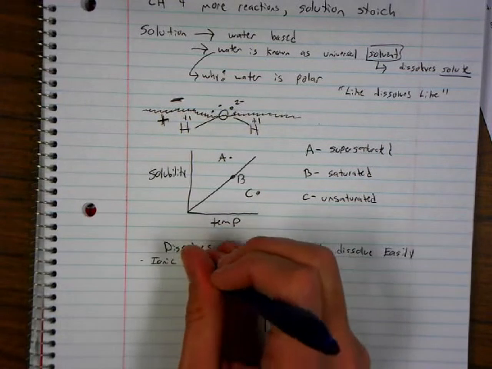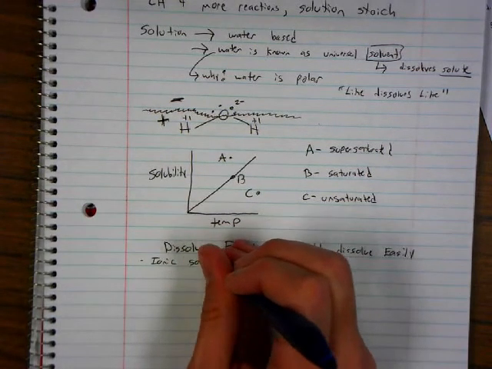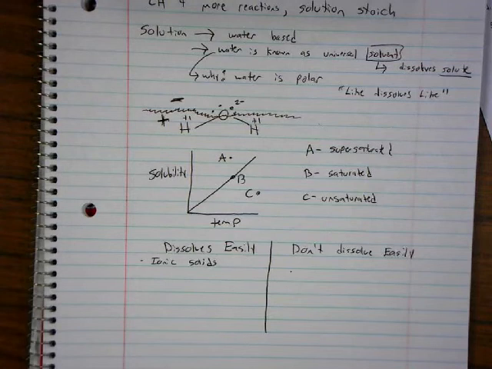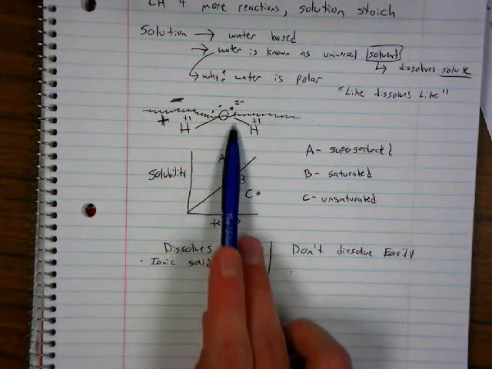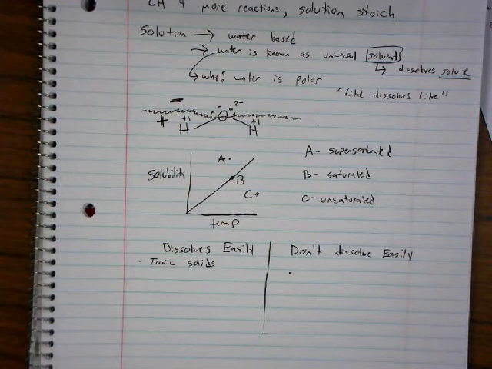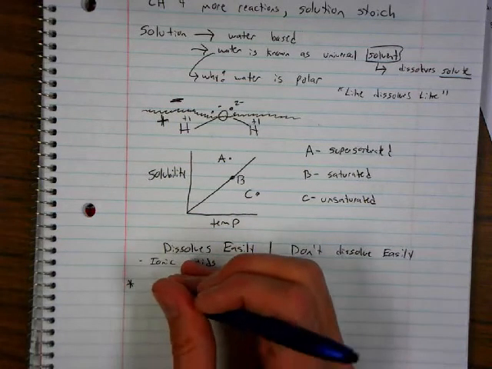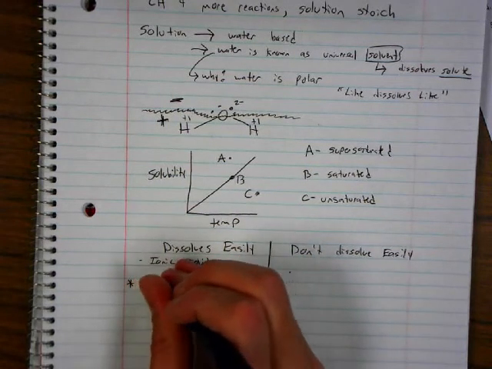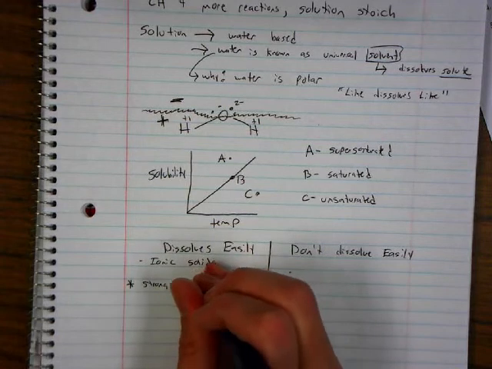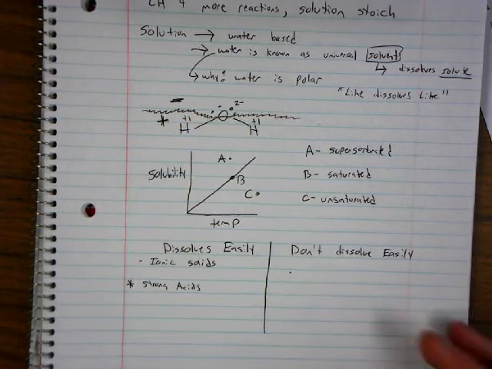The first things that like to dissolve easily are ionic solids. Ionic solids are ions that have a positive and negative side, right? If they have a positive and negative side, they're going to dissolve really well in water. We're usually talking about water. Ionic solids is the first thing. The next thing that dissolves easily are strong acids.